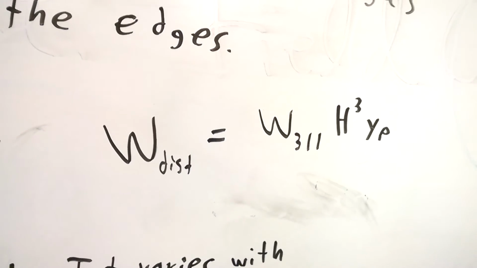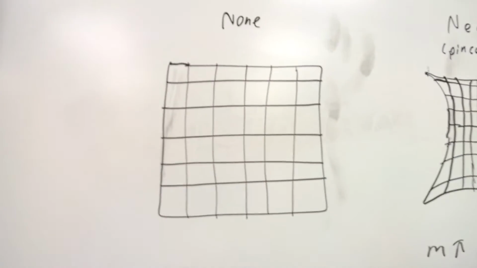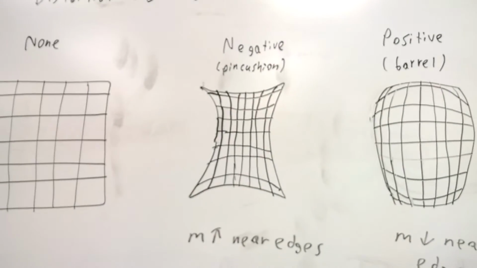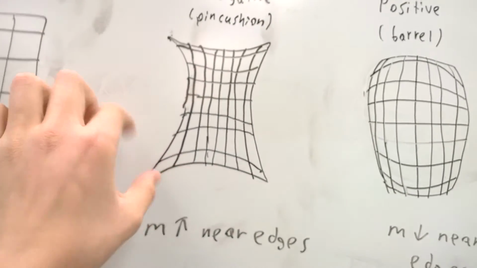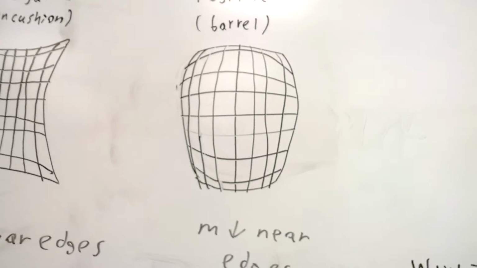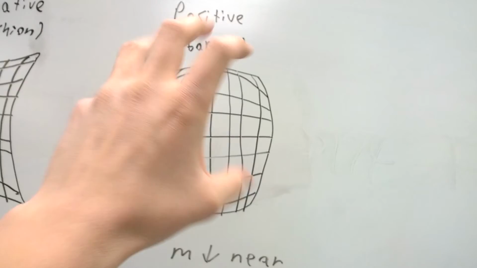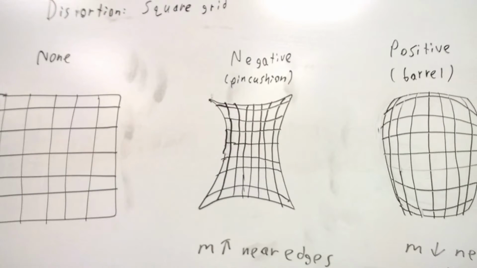Along the y-axis, distortion increases with field height. As you can see here, a square grid with no distortion. And with negative distortion, there's more magnification around the edges, pushing it out, creating the pincushion effect. And with positive distortion, the magnification decreases near the edges, giving this barrel effect, which kind of looks like it's getting pushed out. As you can see from these pictures, distortion has no effect on the center of the image and affects it more as it gets closer to the edge.